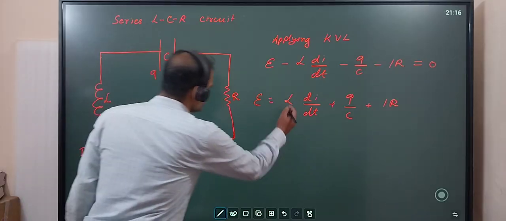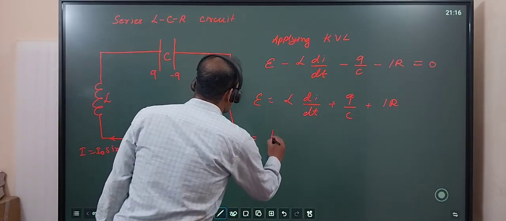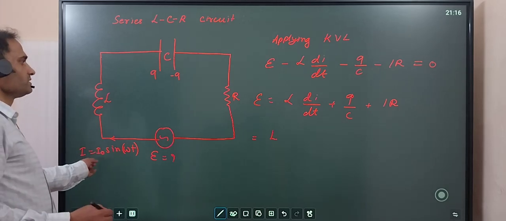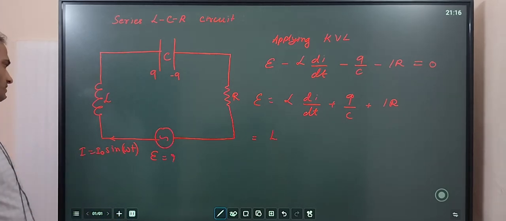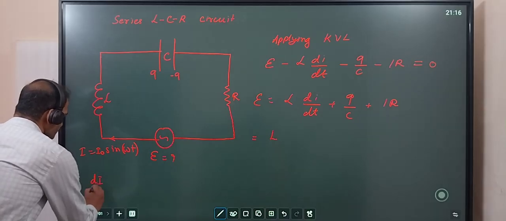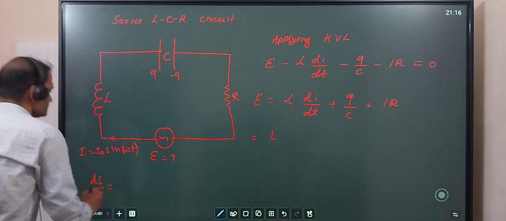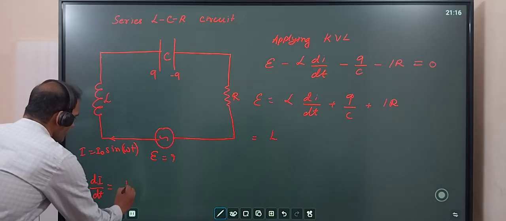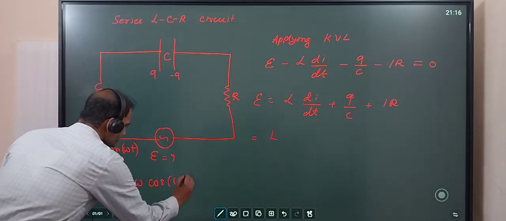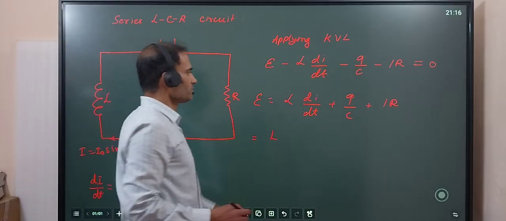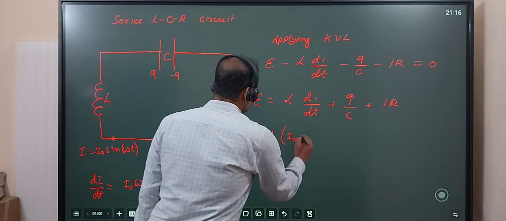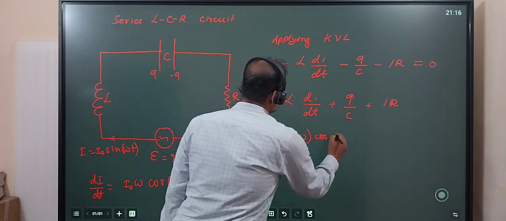So this part is easy. L dI by dt. We have to differentiate the current. So what will be dI by dt? dI by dt will be I naught omega cos omega t, right? L was already there, and we will write L I naught omega cos omega t.